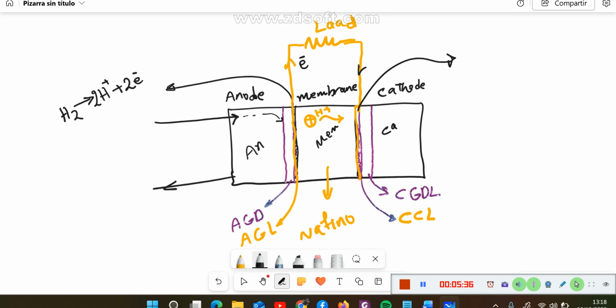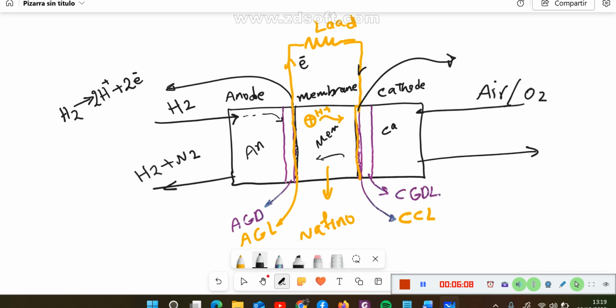On the other side, the air enters the system. Sorry, I forgot: here on the anode side the hydrogen enters, and what exits is the hydrogen that has not reacted, plus some nitrogen that crossed the membrane, because on the air side we have nitrogen. Here we have air or pure oxygen, but normally we have air. In the air we have different types of gas, oxygen and nitrogen as well.